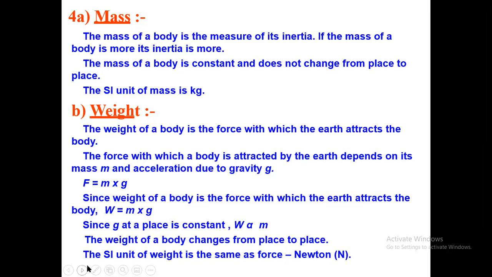Since g at a place is constant, W is proportional to m. The weight of the object changes from place to place. The SI unit of weight is the same as the SI unit of force, because weight is the force with which the earth attracts the object. That's why the unit of force as well as the unit of weight is the same here, that is Newton.